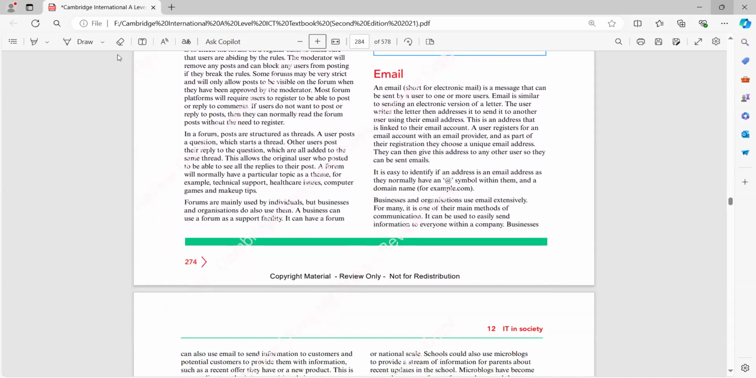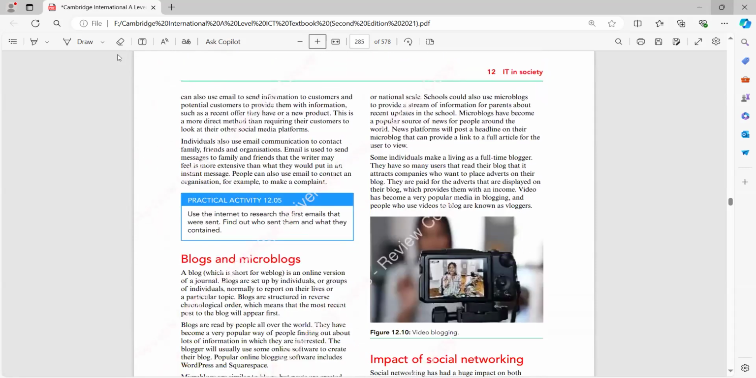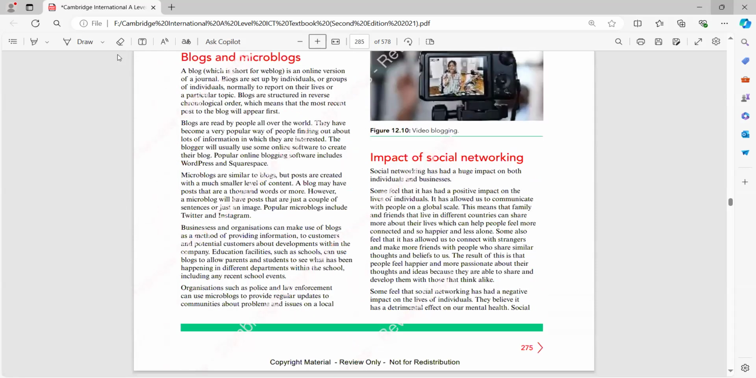The next area is your emails. Email is an electronic mail that can be sent by a user, and it is an electronic version of a letter. You basically write the address of the email and you send it to them. This is simple. Then we have the blogs and the micro blogs.